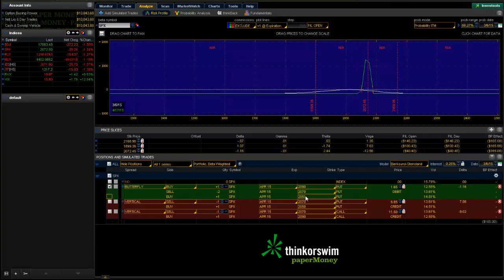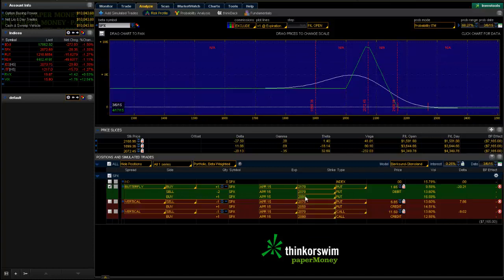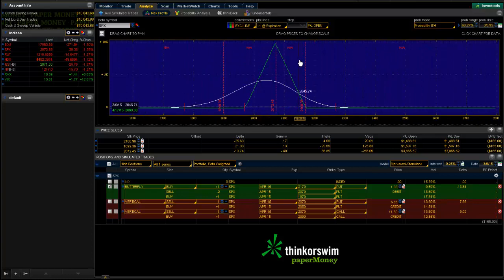So again, this is a butterfly. The shorts are at the same strike. And let me widen this out to maybe show you a little bit clearer what it is that I'm showing. 2070, we'll go 2170, and we'll go 1970. All right, so the shorts are at the same strike. They overlap at 2070. And as you come farther out on your long wings, you've got defined risk, you've got defined profit potential.